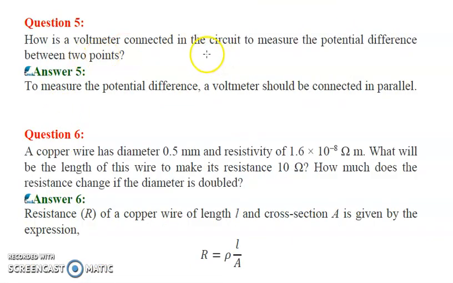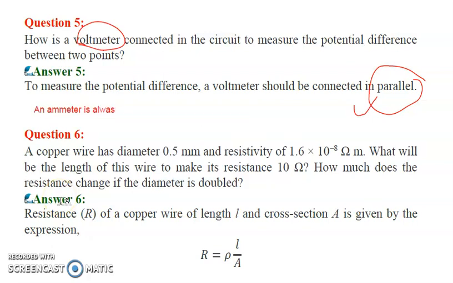Next is: how is a voltmeter connected in a circuit to measure the potential difference? A voltmeter is always connected in parallel, this we have to remember. So it is a one word answer. Voltmeter is always connected in parallel and ammeter is always connected in series. I'll write it here as well so that you can note it down in your copies. Note these points: an ammeter is always connected in series and a voltmeter is connected in parallel.